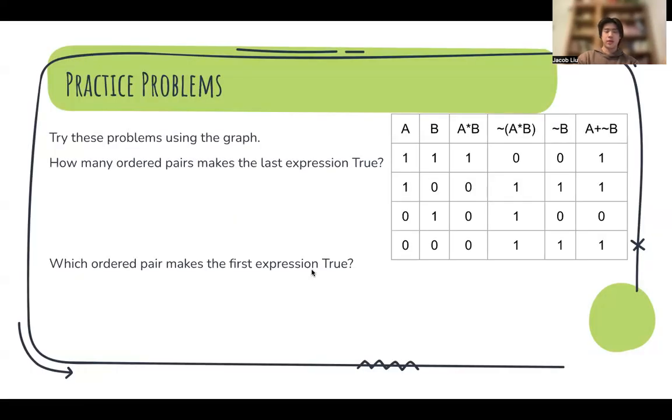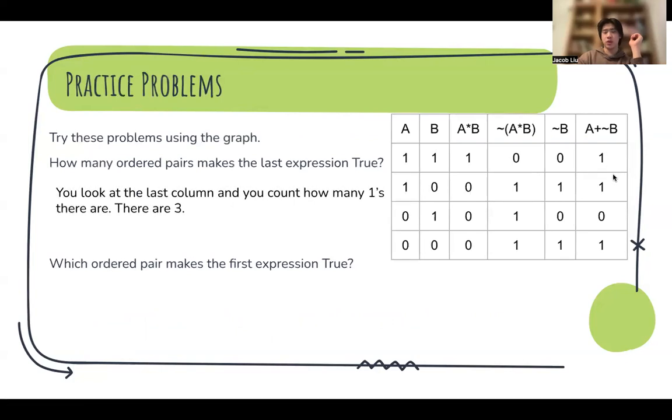All right. So try these practice problems. I'll just guide you through these. So these are some practice problems using this graph. How many ordered pairs make the last expression, A or not B, true? An ordered pair is a combination of A and B. It would be 3, right? Because there's 1, 2, 3 ones.